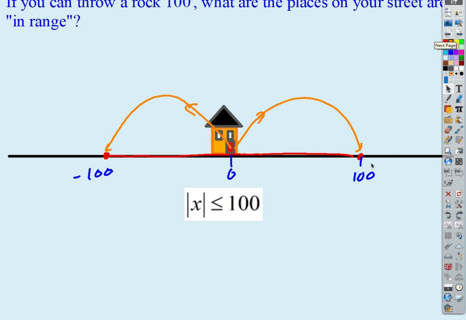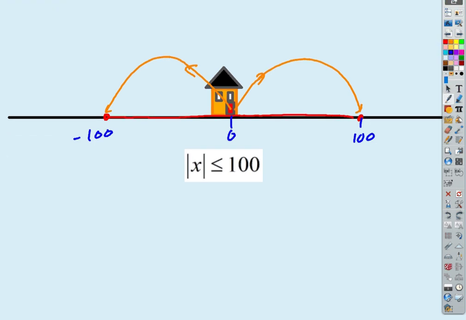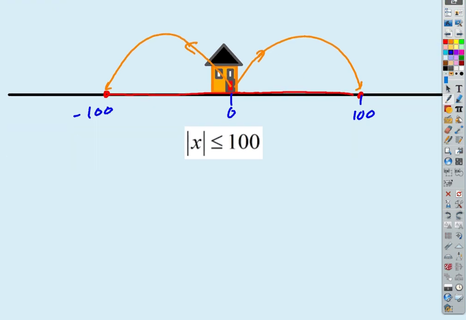So doesn't that look like, if I were to write that as a compound inequality, wouldn't that look like x is greater than or equal to what? Negative 100, and there it is. And x is less than or equal to positive 100. So what's the moral of that short story then?